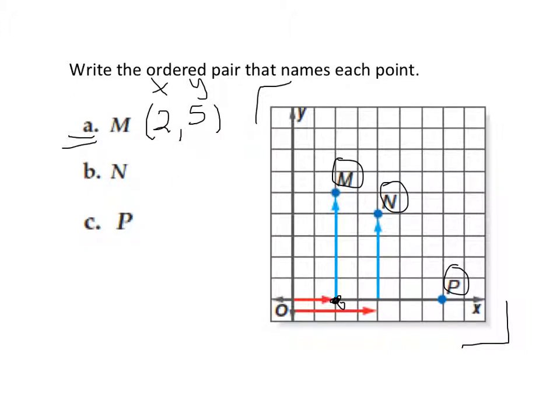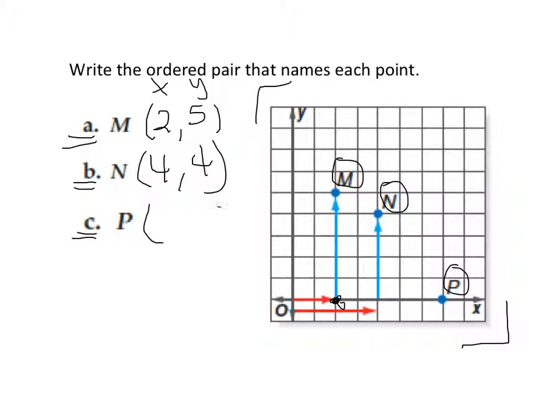We're going to do that for the next two letters, B and C. Alright, B says we need to know what the coordinates for N are. Starting at the origin again, I notice that I go over 1, 2, 3, 4 to the right. So the x is 4. And then I rise, or I go on the vertical axis, y-axis. I go up 1, 2, 3, 4. And my y is 4. So the ordered pair for N is 4 and 4.